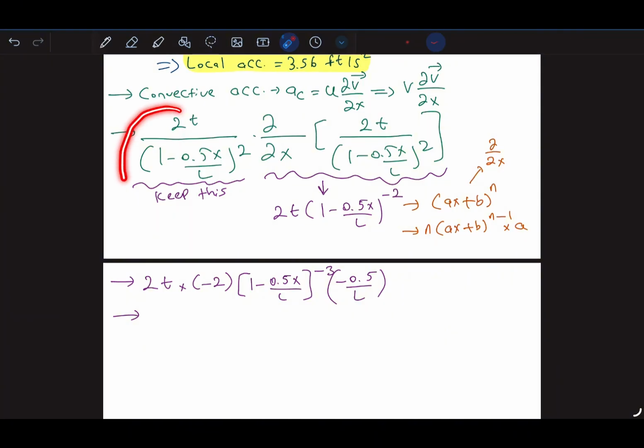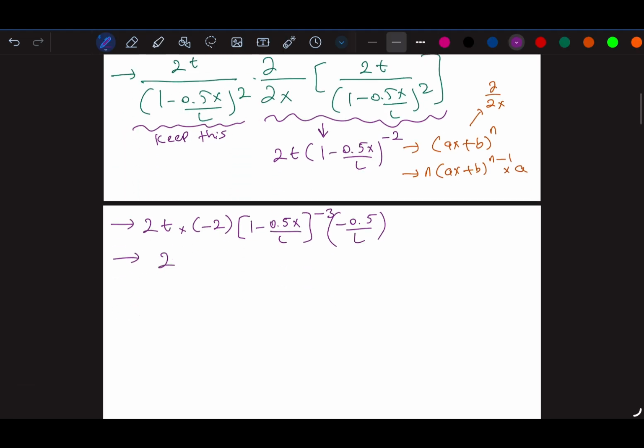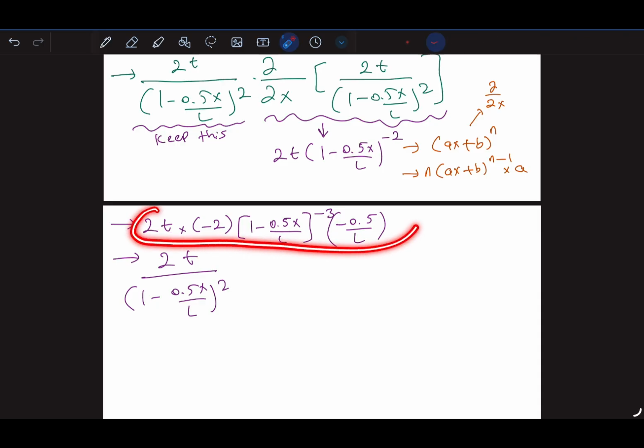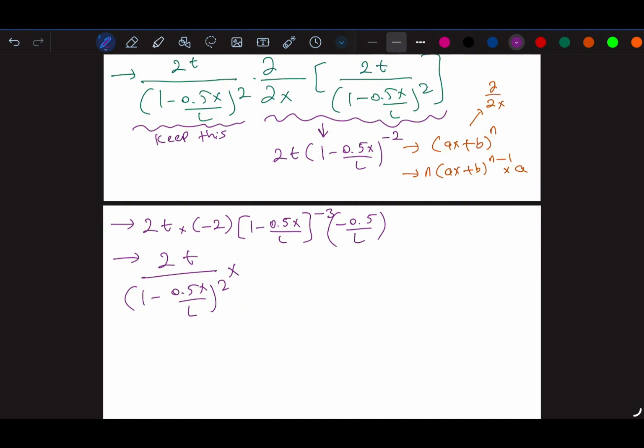So we already had this term, which we said keep as it is. So we have 2t over 1 minus 0.5x over L squared times this entire term. So we have 2t minus 2 times 0.5x over L and minus 0.5 over L.